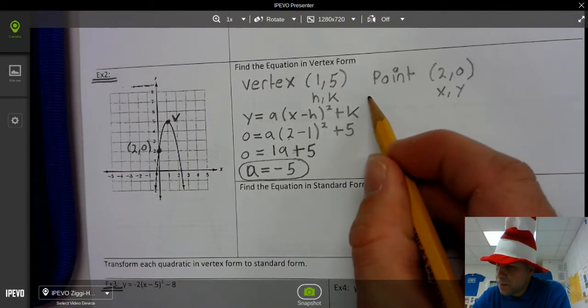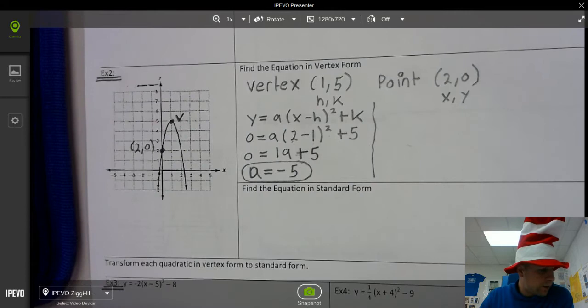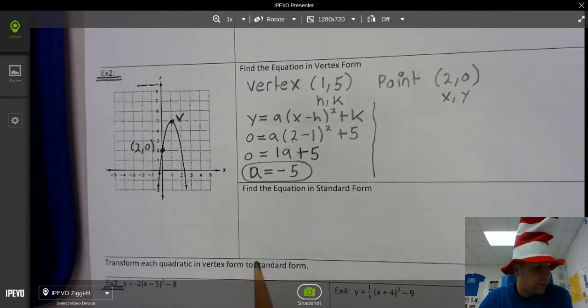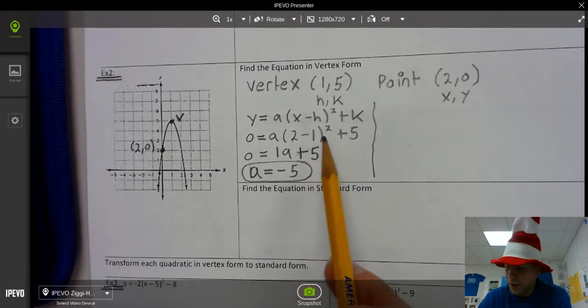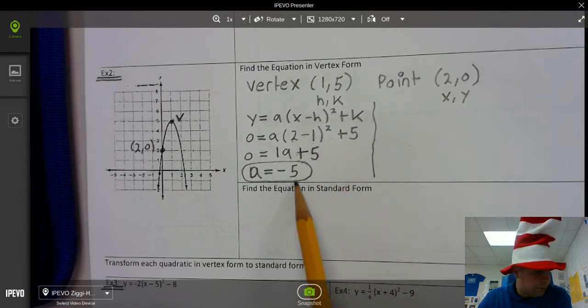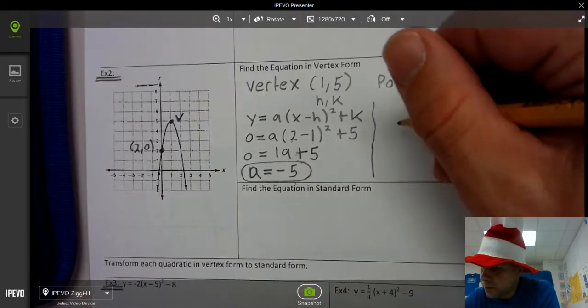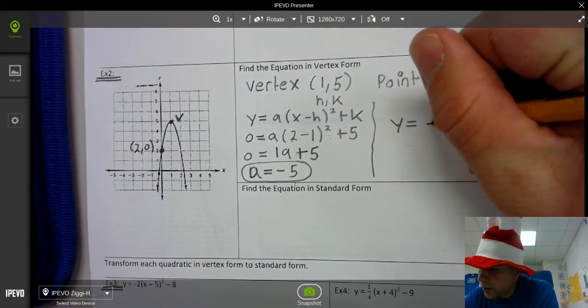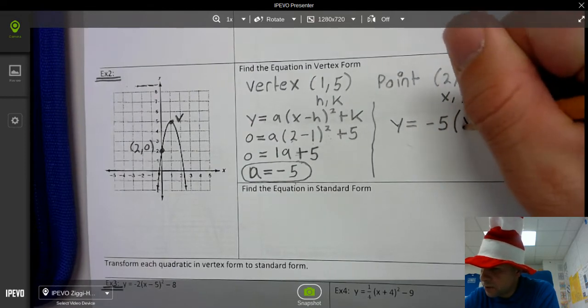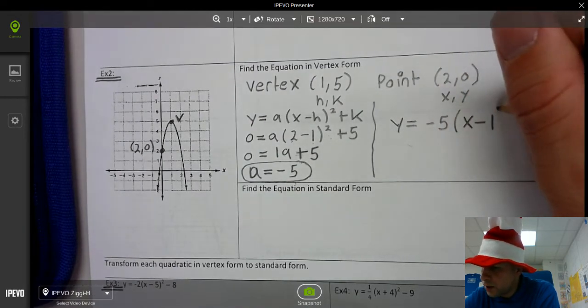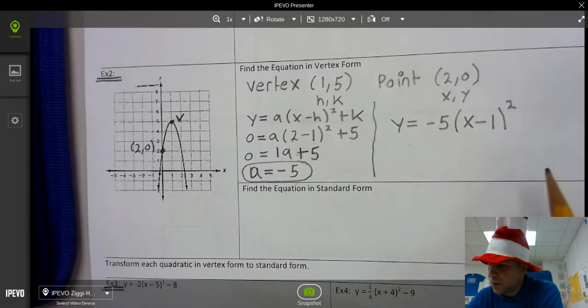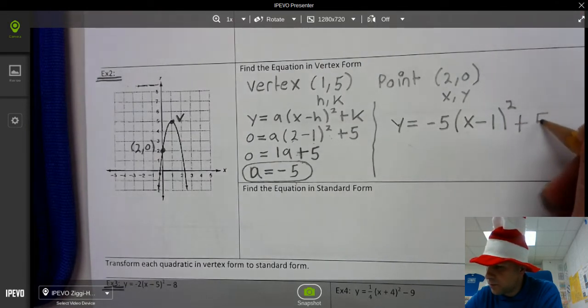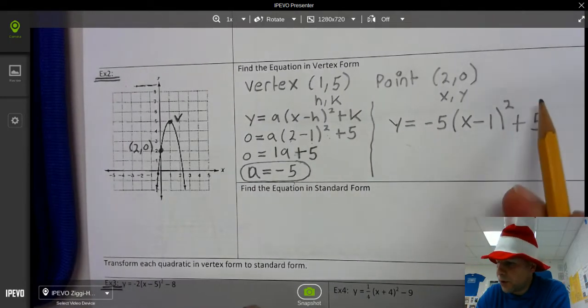All right. So then now we're into step 5. Or actually, no, I'm sorry, I just did step 4. Step 3 was substitute the vertex and the point. We did that. Step 4 was solve for a. We did that. Now step 5, substitute the vertex and the a value into the vertex formula. So y equals a, which is negative 5, (x minus h, which is 1) squared, and then plus k, which is plus 5. So now your equation's in vertex form.